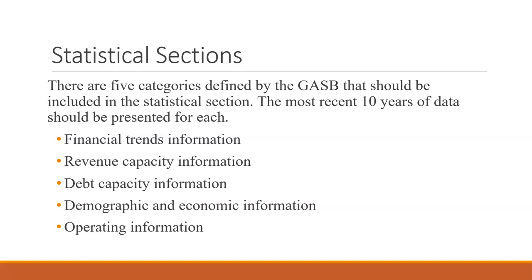Okay, and then general operating information. This information can also give notes or clarification to the financial statements, make it easier for the citizens to understand what is happening in the financial statements. Other things that should be included in operating information are the number of government employees, the capital asset information, and indicators of demand or level of service.